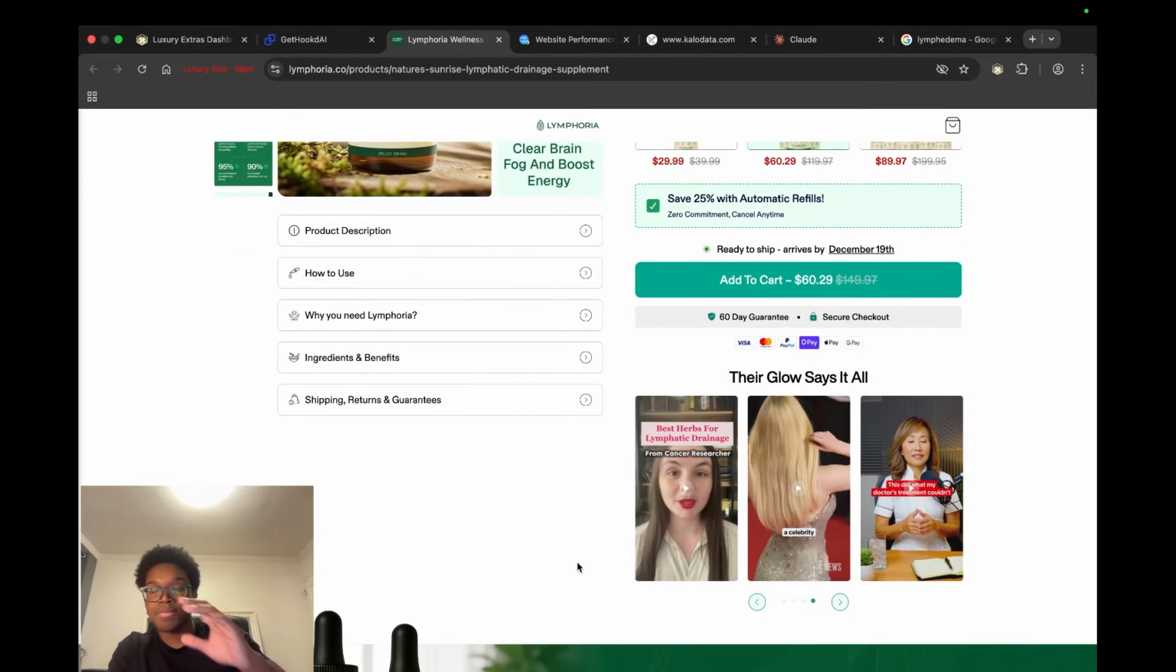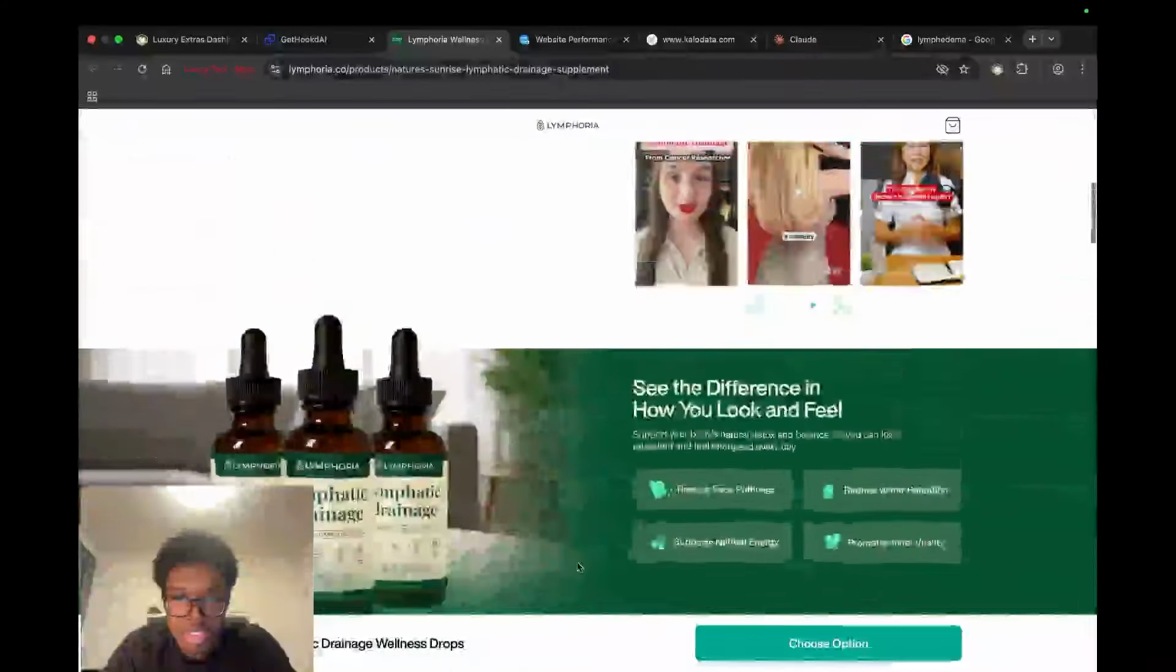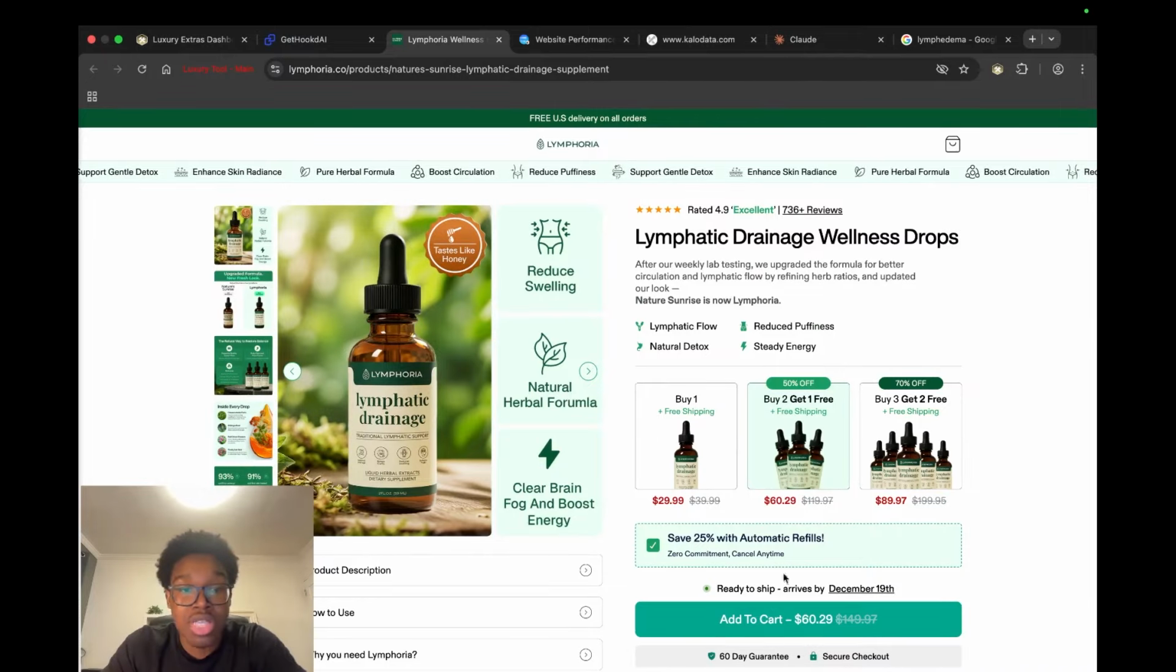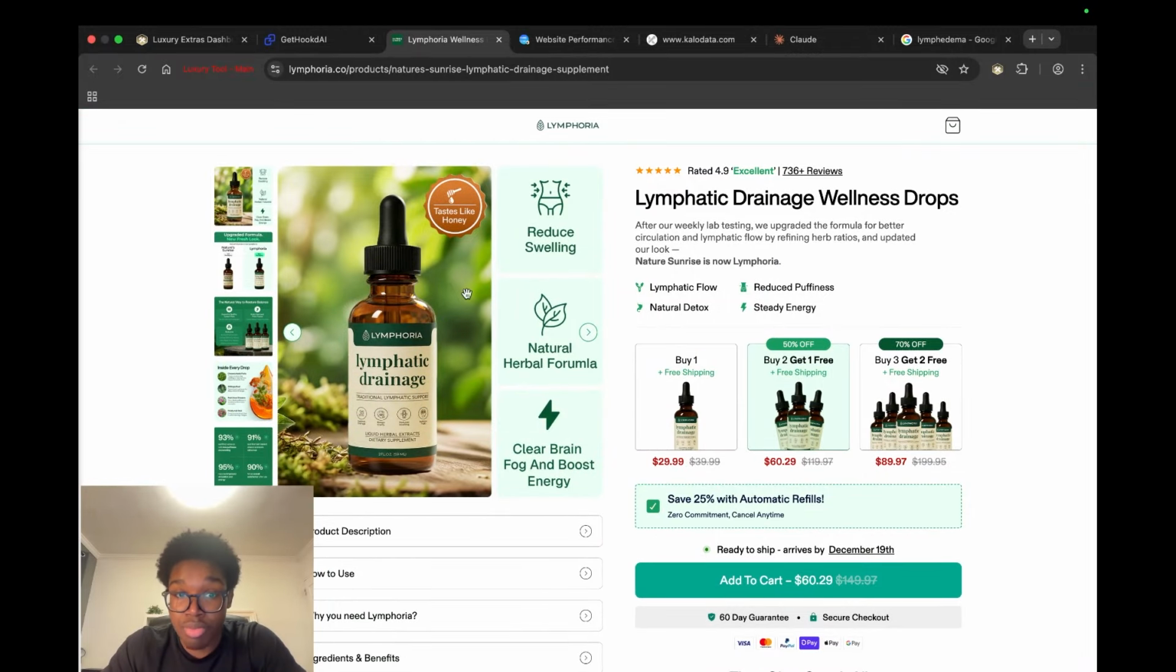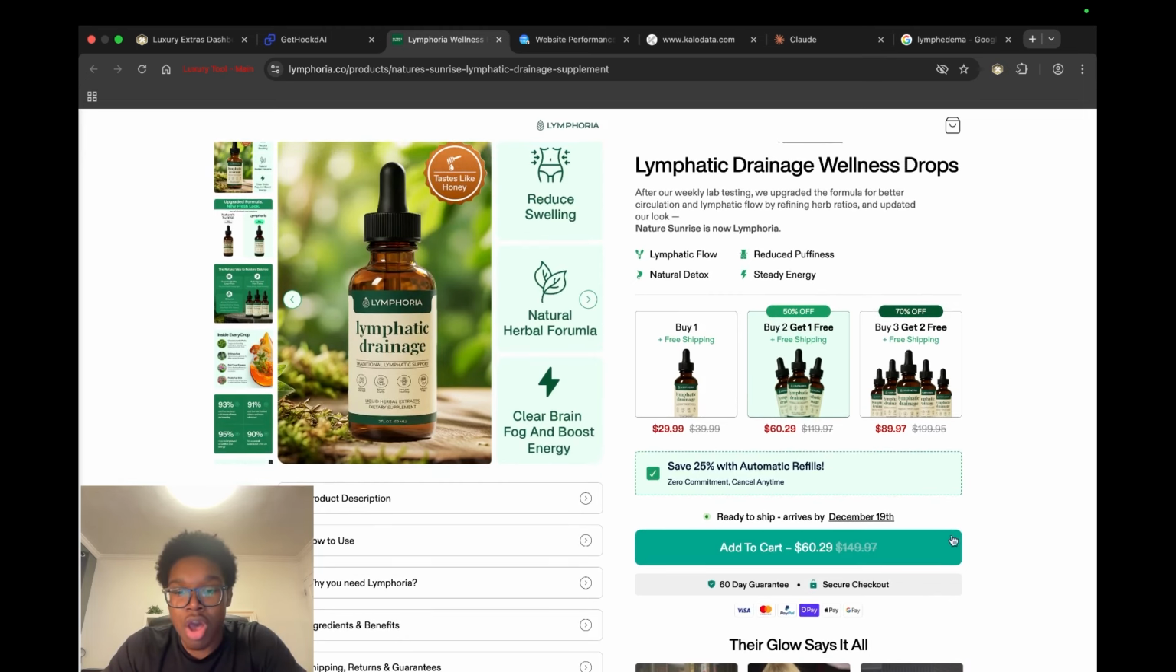Your hero section, about 85 to 90% of people are not even going to scroll past your hero section, okay? So you want to focus mainly your time on here. Make sure your product images look well made, and they're proper. You feel what I'm saying? And make sure your offer is good.